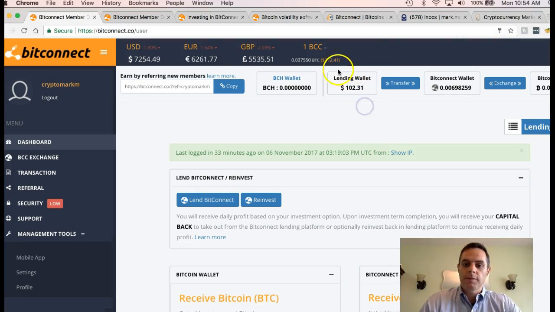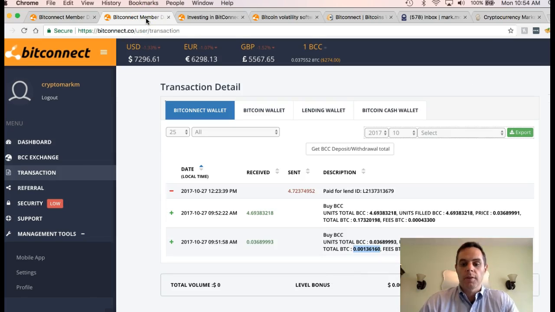So I was happy to see that in my lending wallet, I have $102.31. I started with zero 10 days ago, absolutely nothing. And now I've got $102. That is because of the power behind BitConnect and the Bitcoin Volatility Software. I just want to show you the proof of these earnings, and I'll show you a couple Excel spreadsheets that I put together. But here is the actual transaction.